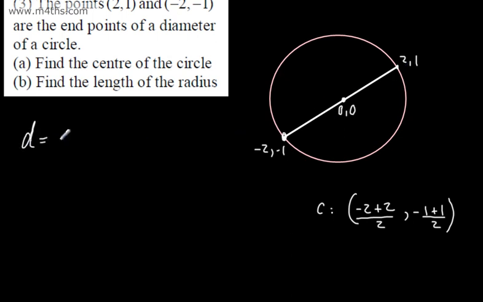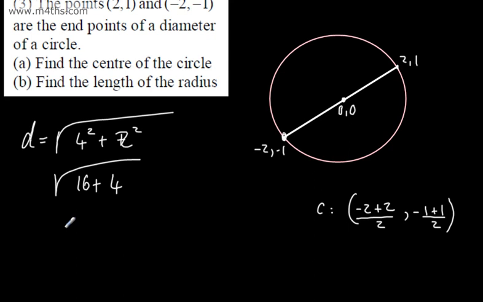So the diameter is going to be now the square root of 2 subtract -2, which is going to be 4, which we need to square. And then we're going to have now 1 subtract -1, which is going to be 2, and we need to square that. So that is going to give me 16 plus 4. That is root 20. We could simplify this to 2 root 5. So that's the diameter. Now from this, I should expect the radius to be root 5.